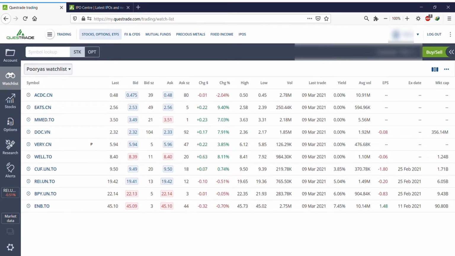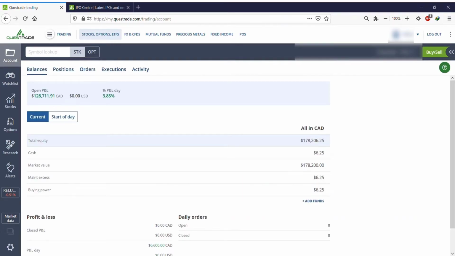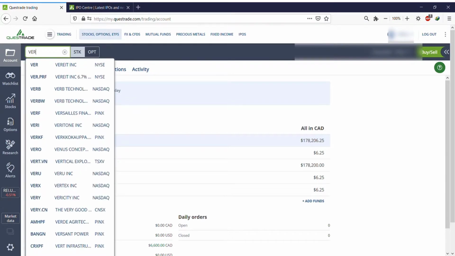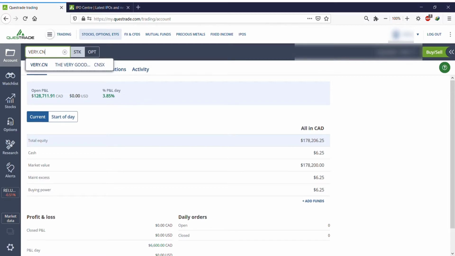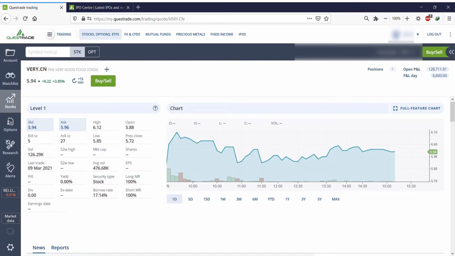Okay, so let's go back to account. So let's go and bring very.cn again. Okay, so putting large orders, whether large or small, is very easy. There's no hidden fees per se. I have read in reviews that people say there are hidden fees and Questrade charges a lot of things. No, it doesn't charge anything. So we have types of order, which I'm going to explain to you right now.